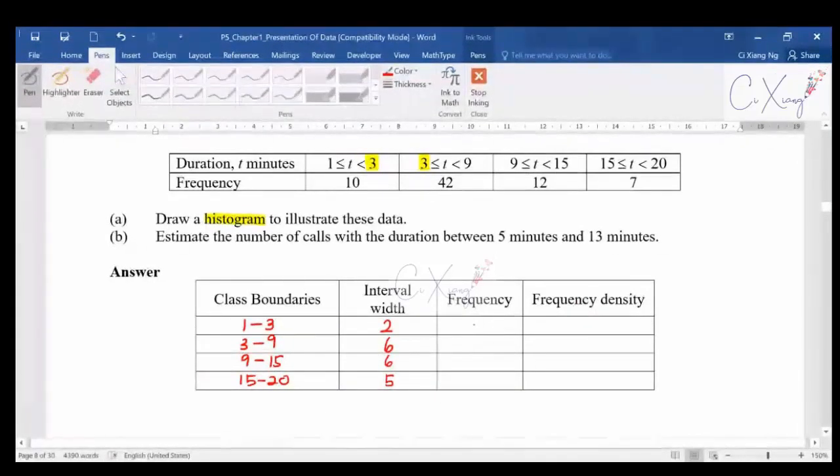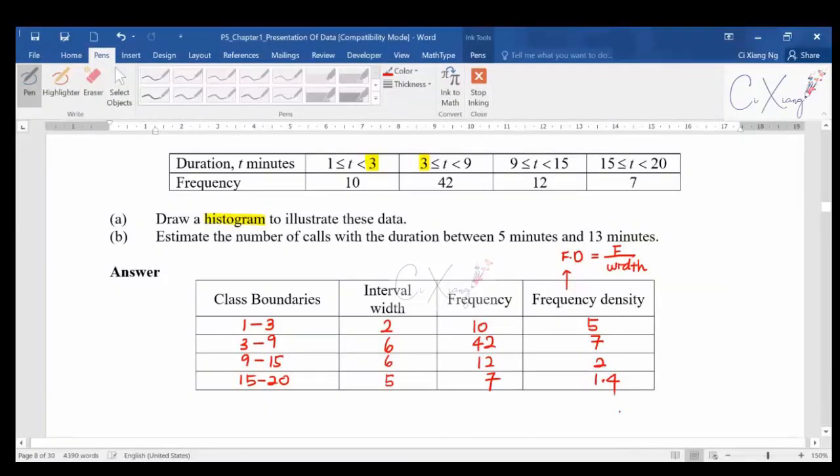For the frequency part, nothing special, you just copy it from the table given. For frequency density, just to remind you, the formula is frequency divided by width. For the first frequency density, you take 10 divided by 2, you get 5. Second one, 42 divided by 6, you get 7. 12 divided by 6, you get 2. 7 divided by 5, you get 1.4.